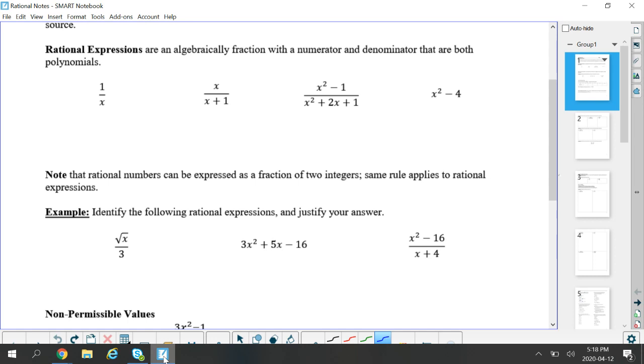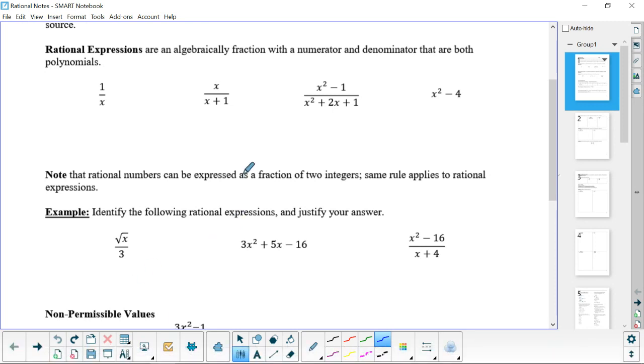Let's start our next unit in Math 20-1, which is rational expressions. This unit has 4 lessons, and I will be doing the first lesson with you, which is on simplifying rational expressions. Before I talk about rational expressions, I would like to talk a little bit about rational numbers that you have learned in your previous grades.